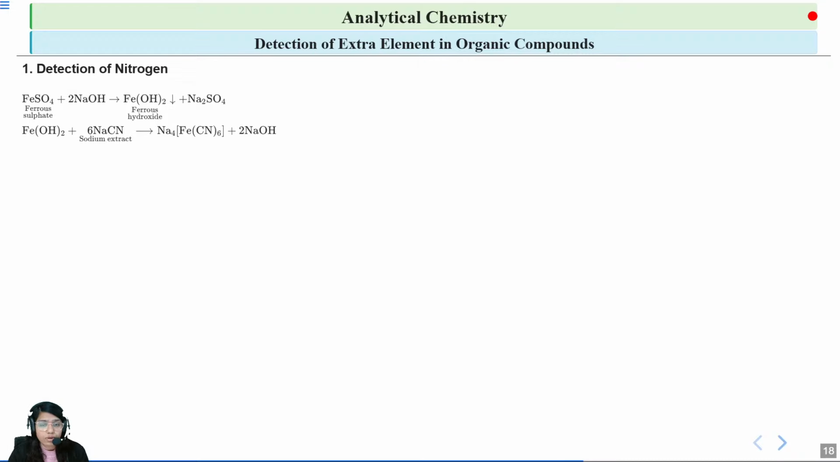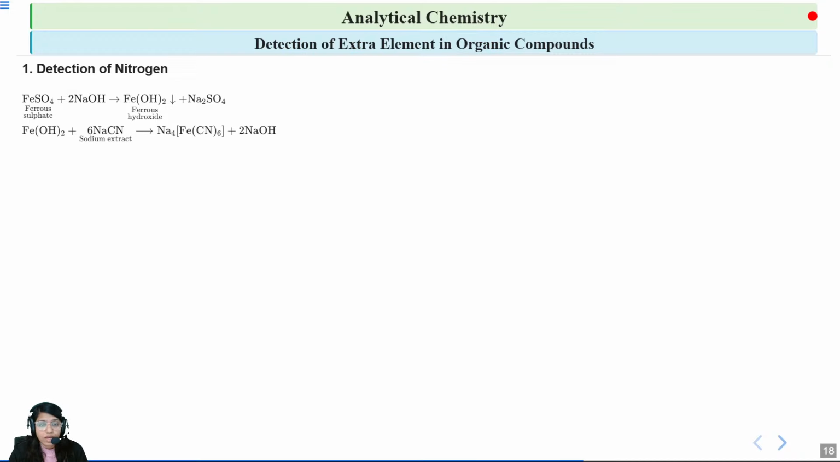Now, the formed ferrous hydroxide, Fe(OH)2, reacts with NaCN, that is, the sodium extract. This reaction shows the formation of sodium ferrocyanide, Na4[Fe(CN)6], from ferrous hydroxide, Fe(OH)2, in the presence of sodium cyanide, NaCN. Sodium cyanide acts as a complexing agent here.